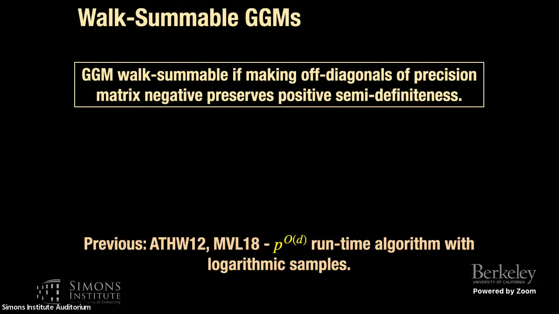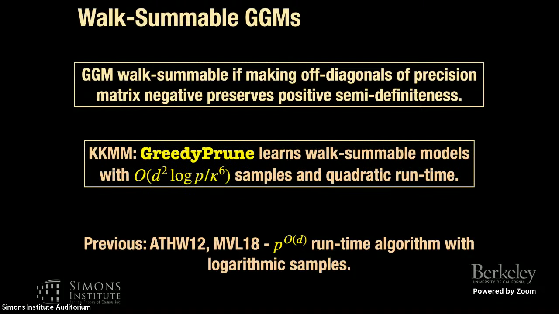And this was known even before the work of Bresler, Mossel and Sly in 2012. What we show here is that the greedy prune algorithm learns these models also with logarithmic dependence on p. The dependence on degree d and kappa is worse than for attractive models, but it's still polynomial. And the runtime is again quadratic.